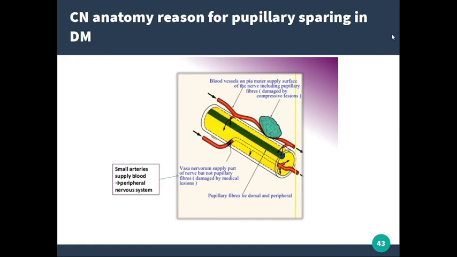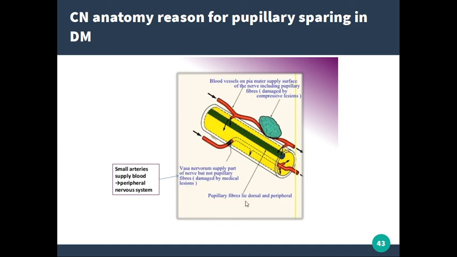Looking at the anatomy of the pupillary sparing signs in diabetes, okay, we can see how, for example, external compression, okay, of the blood vessels here may cause a surgical lesion, a surgical type of palsy, for example, by a tumor or due to an aneurysm, okay. Whilst the vasa vasorum supply part of the nerve but not the pupillary fibers, okay. It is usually damaged by medical lesion. Medical lesions occur usually deep in the nerve, okay, such as diabetes, and therefore the parasympathetic fibers traveling on the outside of the nerve are spared. Okay?